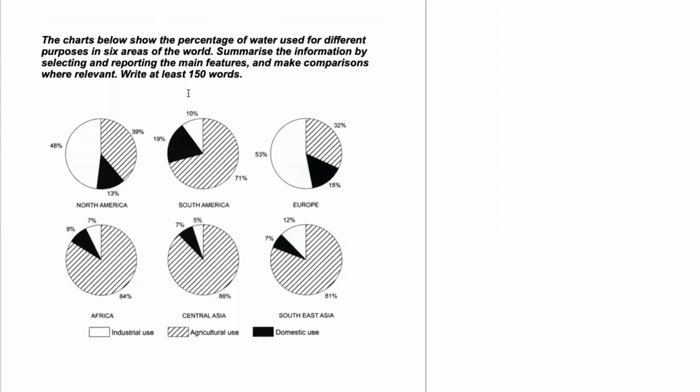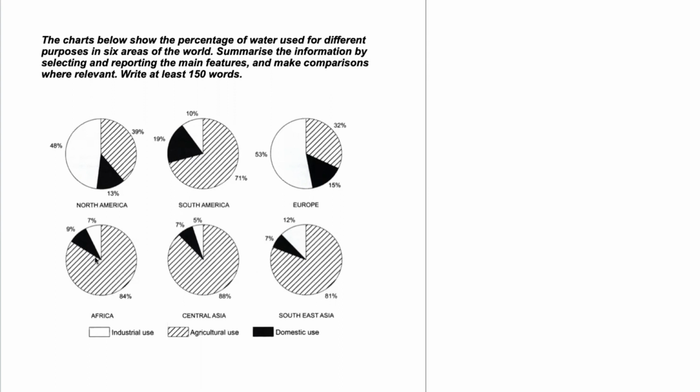Now you might be thinking, wow, there are 6 pie charts here. There's a lot of information, but you basically want to use the same ideas and the same organization methods that we used in our first example. It is different, but it is not that strange. So again, here we see our 6 areas of the world. We see industrial use, agricultural use, and domestic use. And the thing that should be jumping out at you is agricultural use.